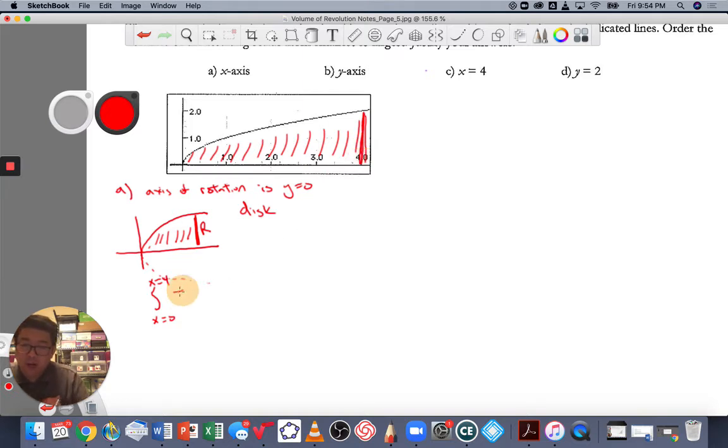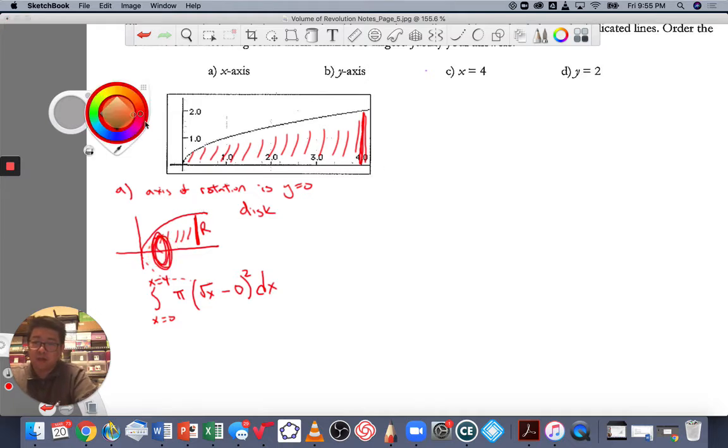And it'll be pi r squared. And r in this case is the square root of x minus 0. Don't forget the squared part. A lot of people forget that squared part, dx. And your cone is going to be circular, kind of like what we just did in all our examples.